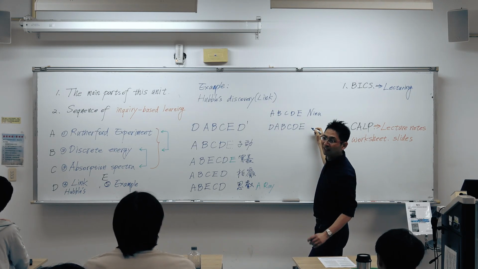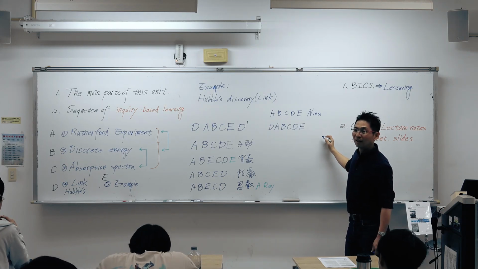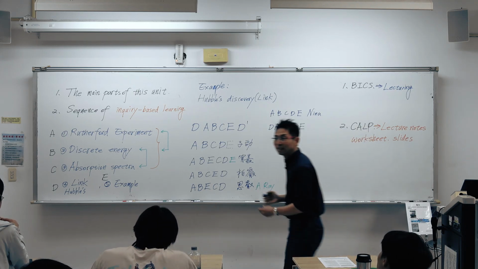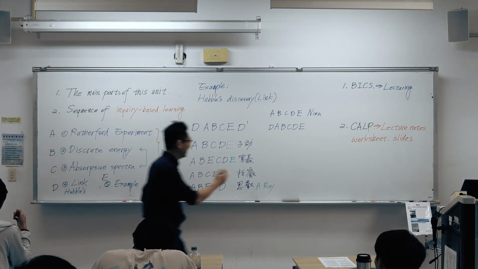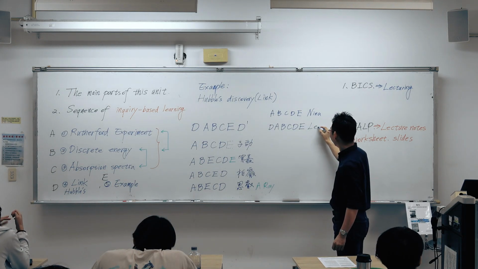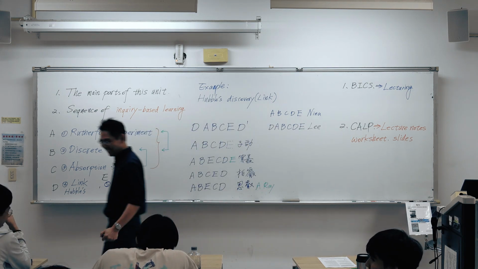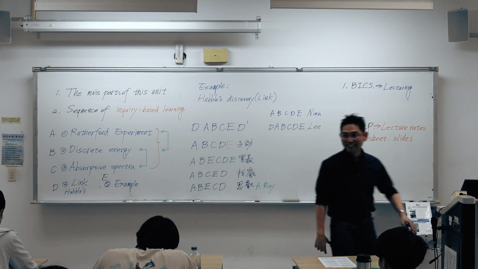How can I address you? Bella? What kind of E? I think she says Lee. Oh, sorry, Lee. Right? Okay, thank you. Not Bella.